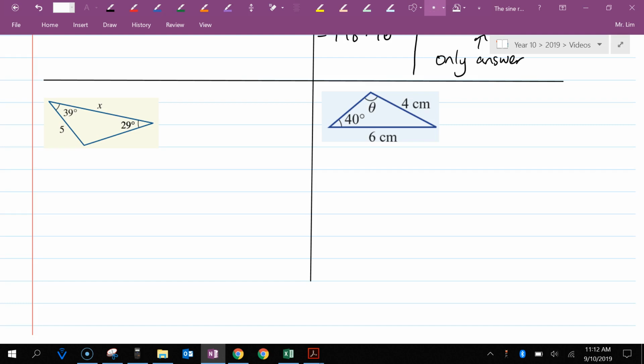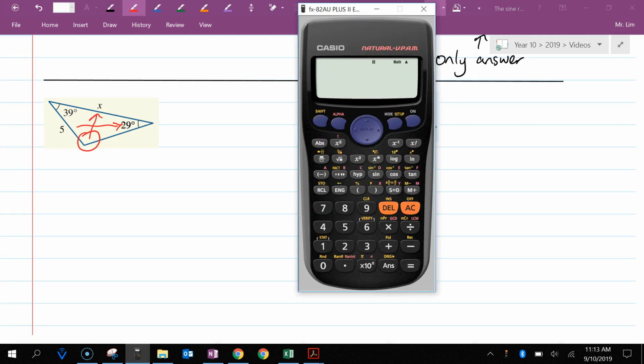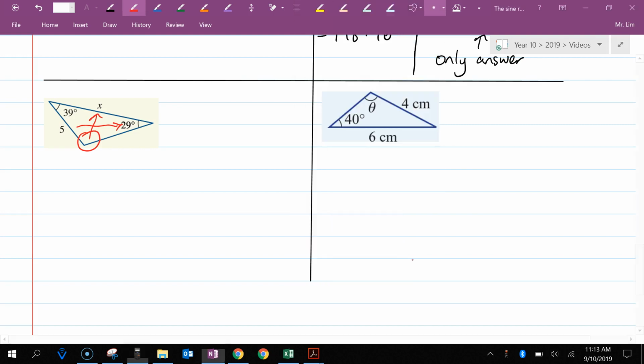Okay, so here we've got two sides and two angles, so we use the sine rule. Now this side is opposite that angle, and this side is opposite to this angle. So we need to work out what this one is. So we're going to use the angle sum of the triangle. We know that all three angles need to add to 180. So we do 180 minus 39 and minus 29. We know that that angle is 112 degrees.